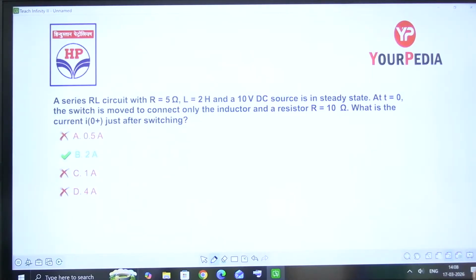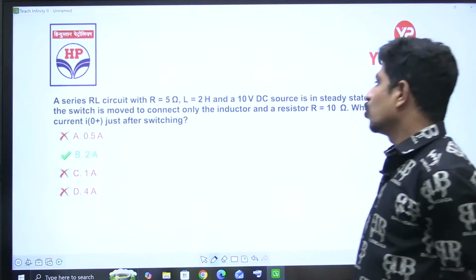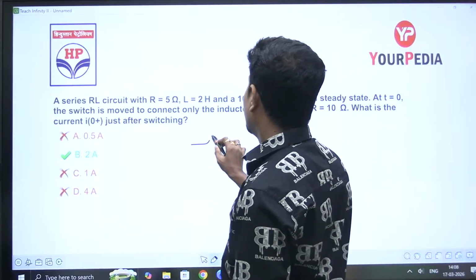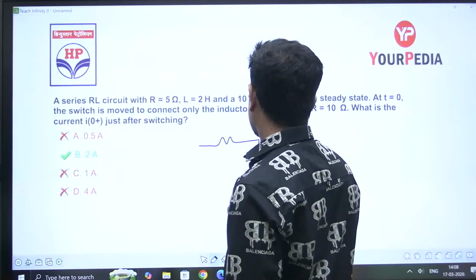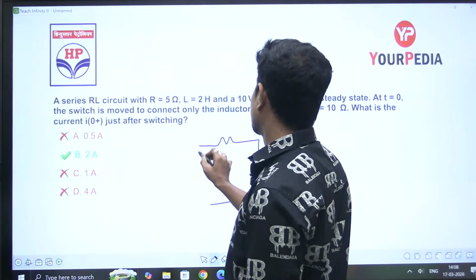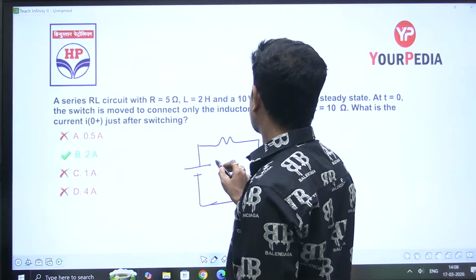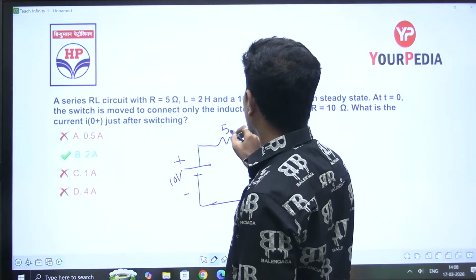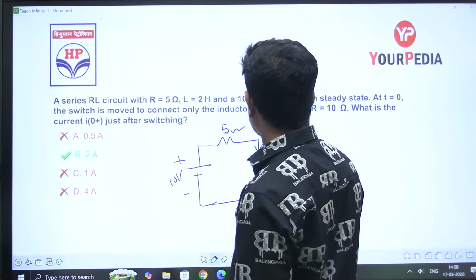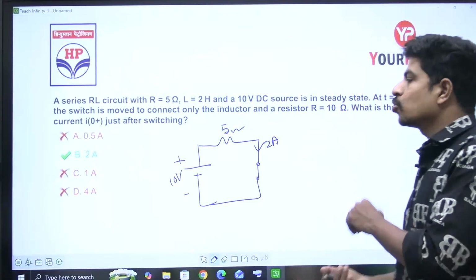A series RL circuit with R equal to 5 ohms and L equal to 2 Henry and 10 volts DC source is in steady state. You know that inductance at steady state acts as a short circuit. What is the source here? 10 volts DC. So this is 5 ohms. The steady state current is 2 amperes.